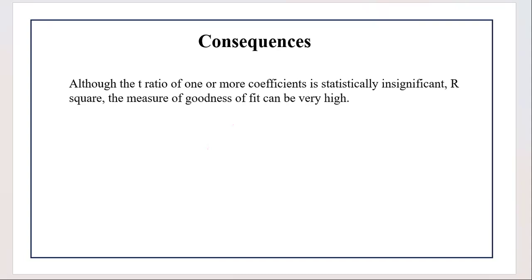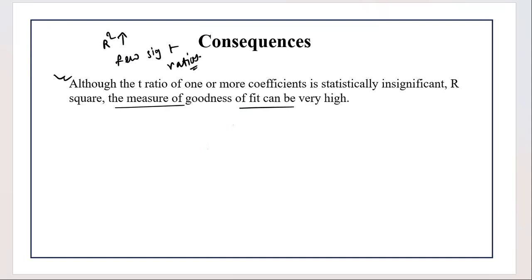Now let's move on to the fourth consequence, which says, although t ratio of one or more coefficient is statistically insignificant, the R square, which is the measure of goodness of fit, can be very high. So this is also one of the severe consequences. So for detecting multicollinearity, we see two things. Either R square is very high or few significant t ratios. So these are the two things which give you an idea that multicollinearity is present in your model or not.